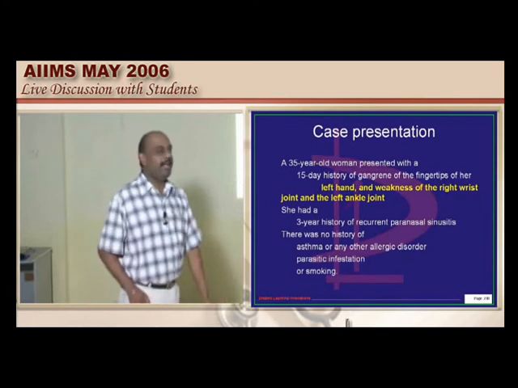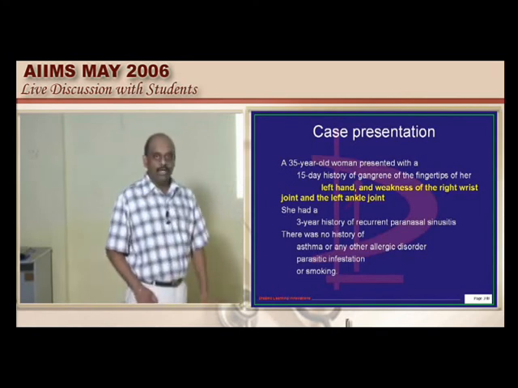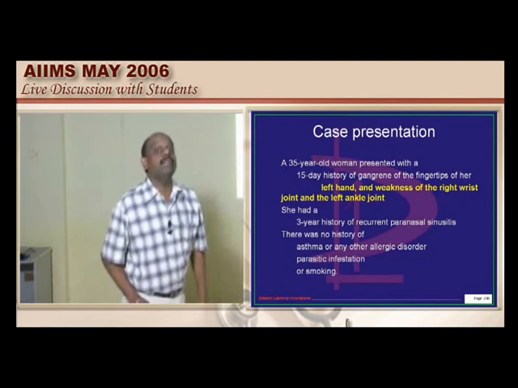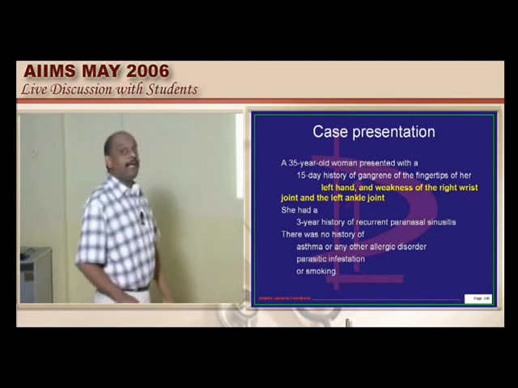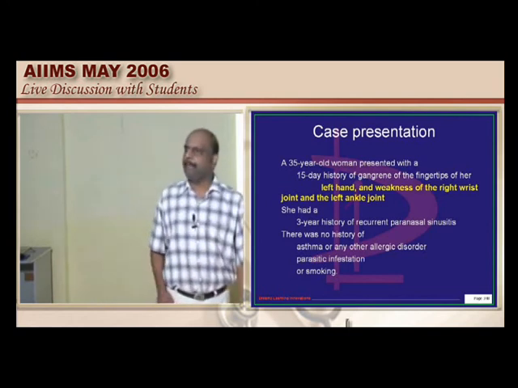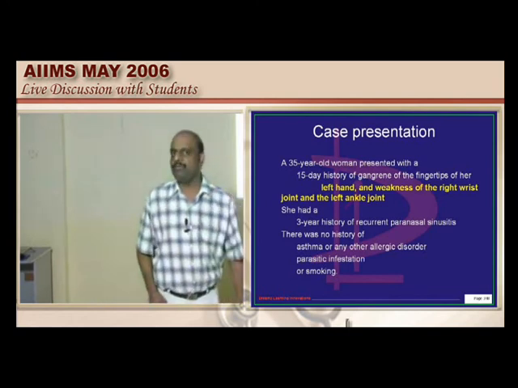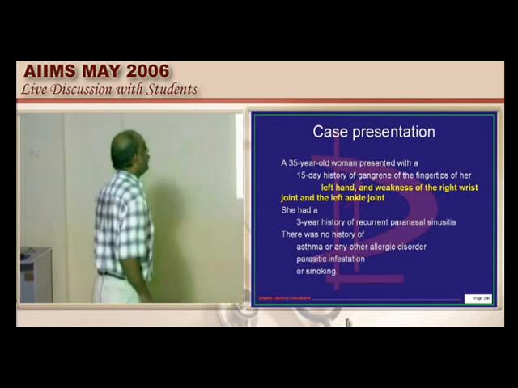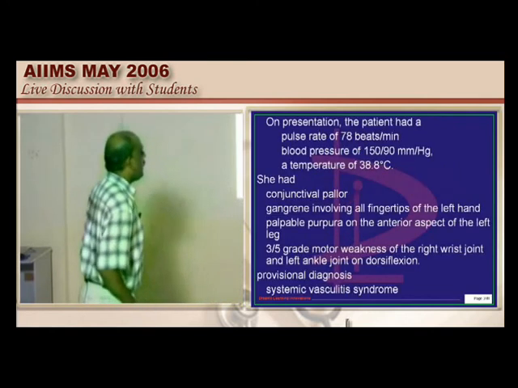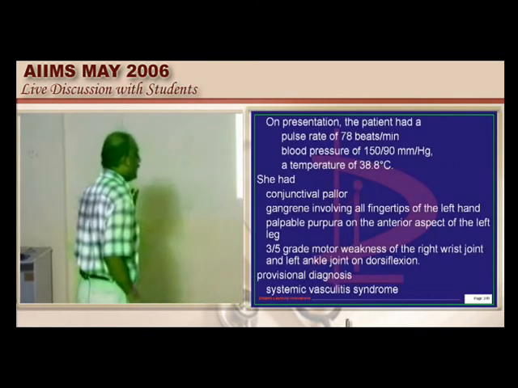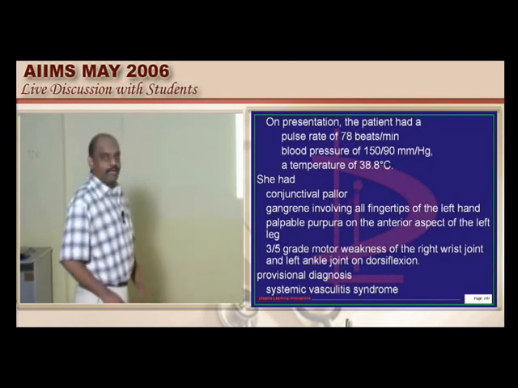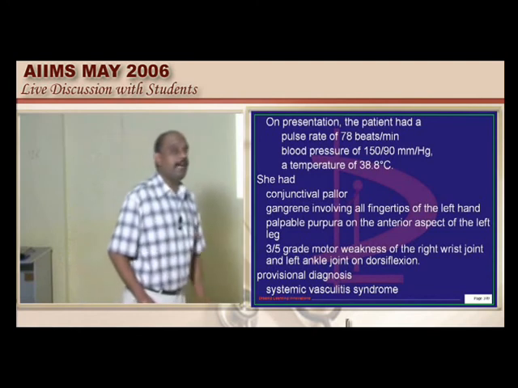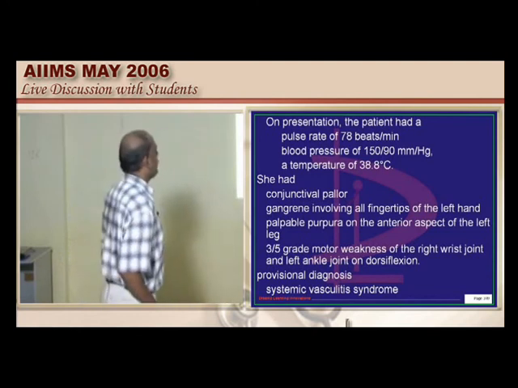Why is the clinician asking for the history of asthma? To look for the possibility of Churg-Strauss vasculitis, but there is no history of asthma. No history of parasitic infestation, another important close mimicker of vasculitis, so you have to be doubly sure. No history of smoking. She has conjunctival pallor, there is gangrene, palpable purpura on clinical examination, and the provisional diagnosis was that she is having a systemic vasculitic syndrome.